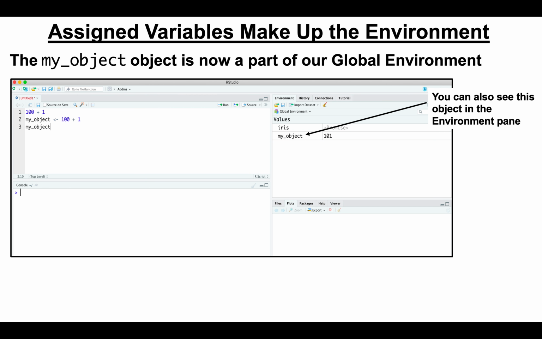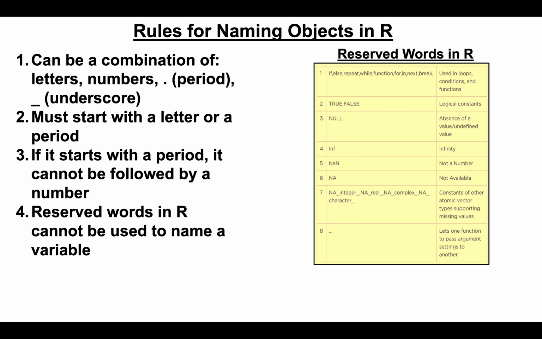Okay, and we've got that my object in our environment. So now that we know how to create objects, we do need to know that there are a couple rules for coming up with those names. The rules in R are you have to use letters and numbers. You can also use the period symbol or the underscore symbol. And all of your object names must start with a letter or a period. If it starts with a period, it cannot be followed by a number.